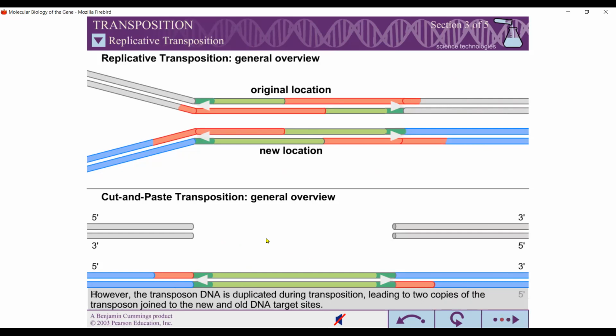And another thing to be kept in mind, in cut and paste, no original copy of the transposon is left in the donor DNA. In the replicative one, the number of copies of transposon has increased. This is important. Here, we started with one transposon, we ended with one transposon. The place changed. In case of replicative, we started with one transposon and we ended with two transposons now. So automatically, as you can understand, in replicative transposition, the number of copies of transposon is increasing.